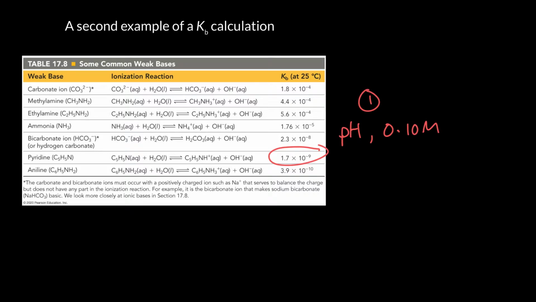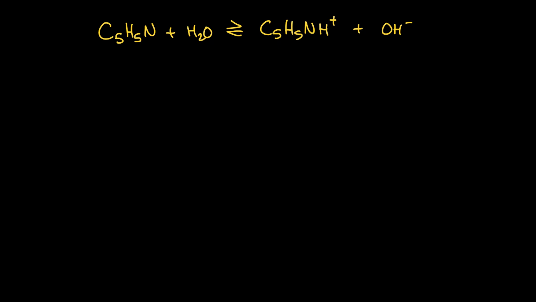All right, if you've unpaused the video, here's how we're going to do it. We're going to start off by writing an ICE chart. So we begin by writing the Kb reaction. Pyridine is C5H5N, and it reacts with water, in equilibrium. The water gives a proton, so it's C5H5NH+, and really if you're not in organic chemistry, it doesn't matter where you put the H, plus OH minus.